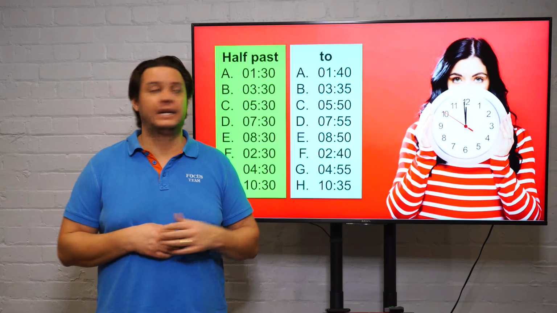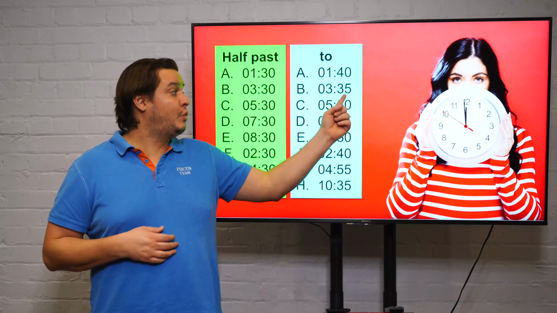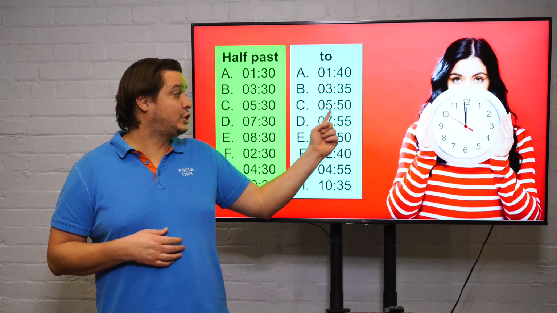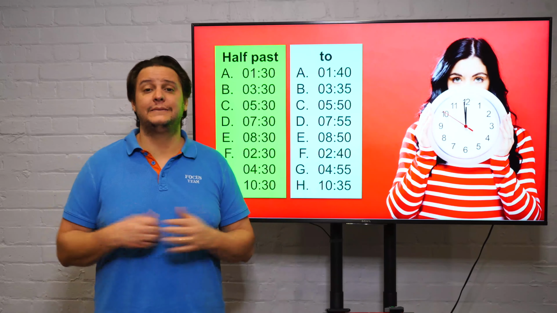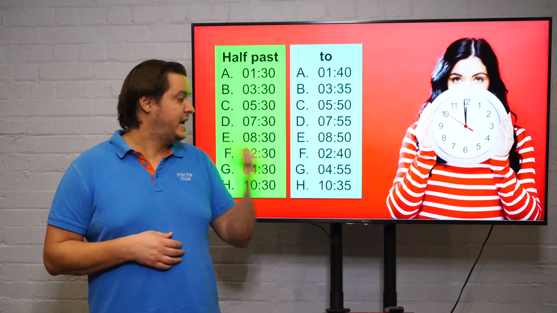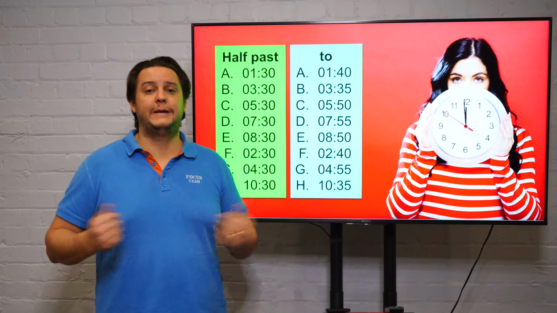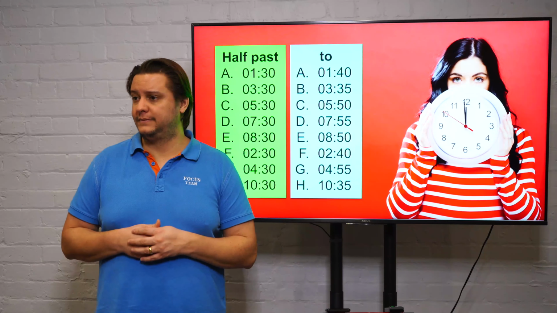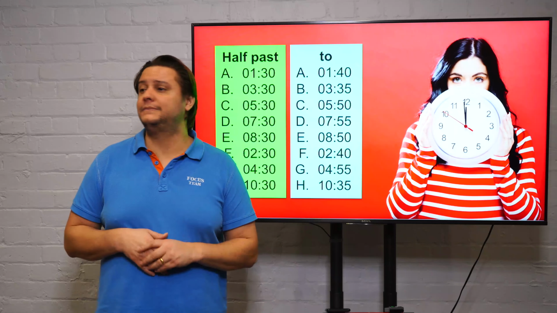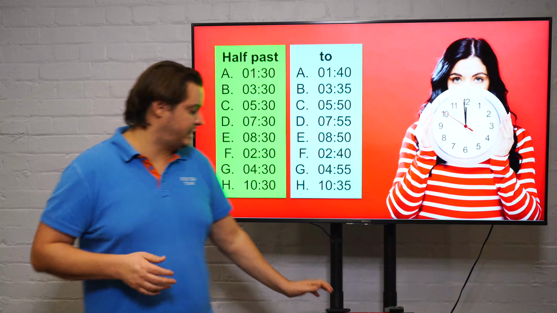Letter A is 20 to 2. Letter B is 25 to 4. Letter C is 10 to 6. Letter D is 5 to 8. Letter E is 10 to 9. Letter F is 20 to 3. Letter G is 5 to 5. And letter H is 25 to 11. Yes, very good. Now, last one, guys.